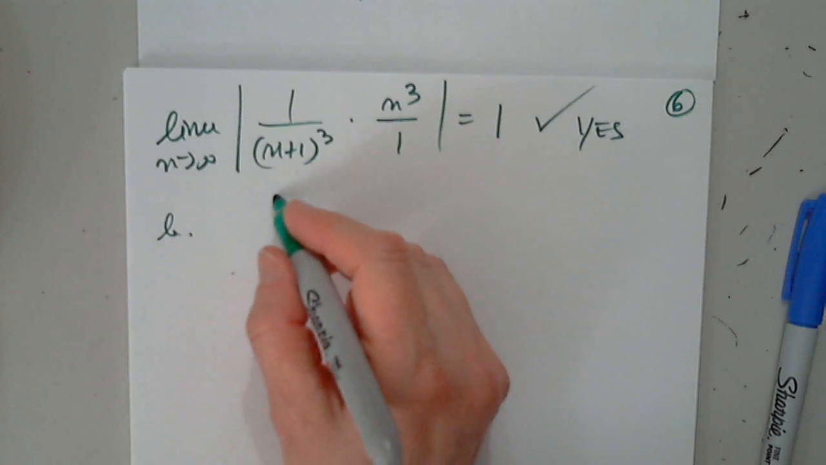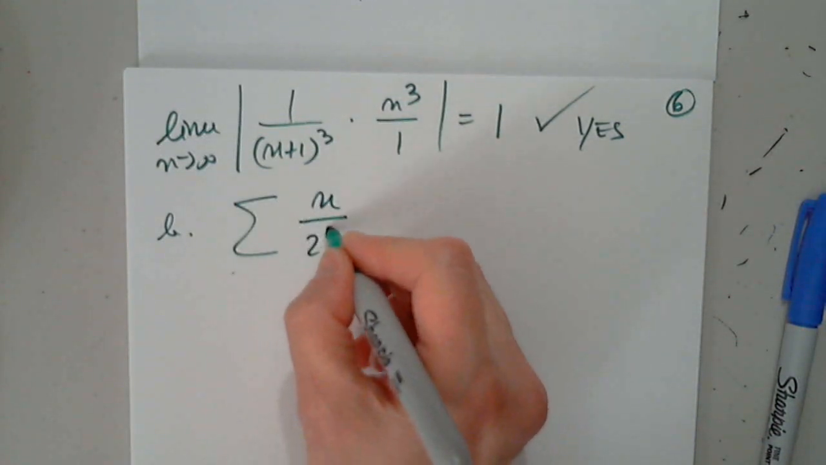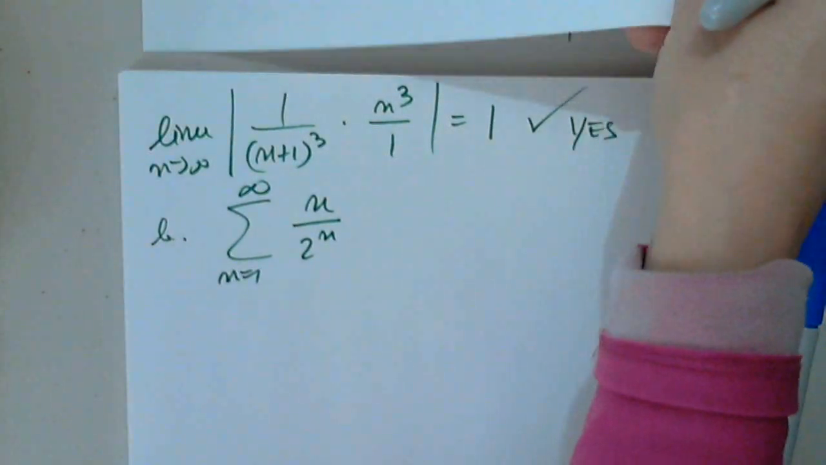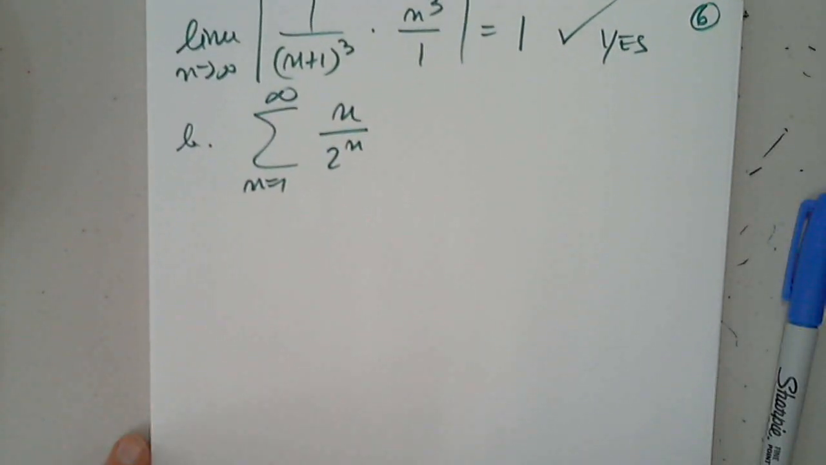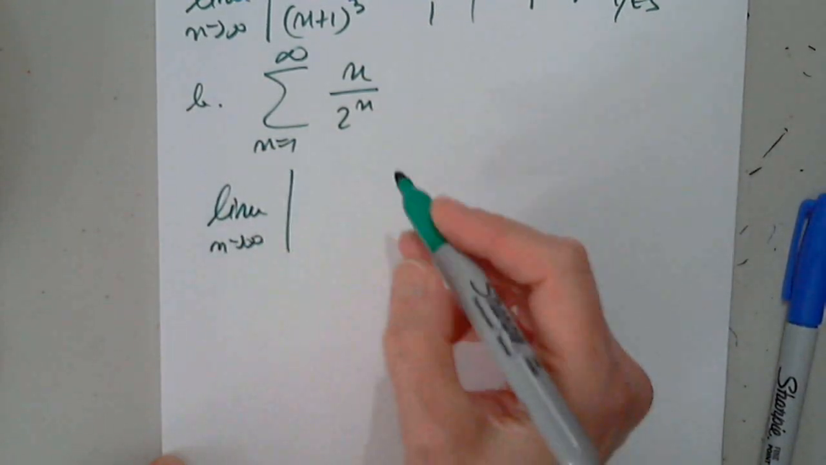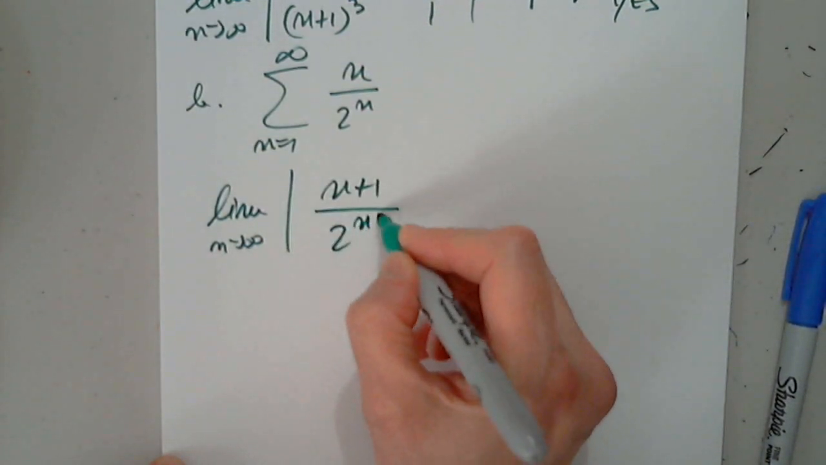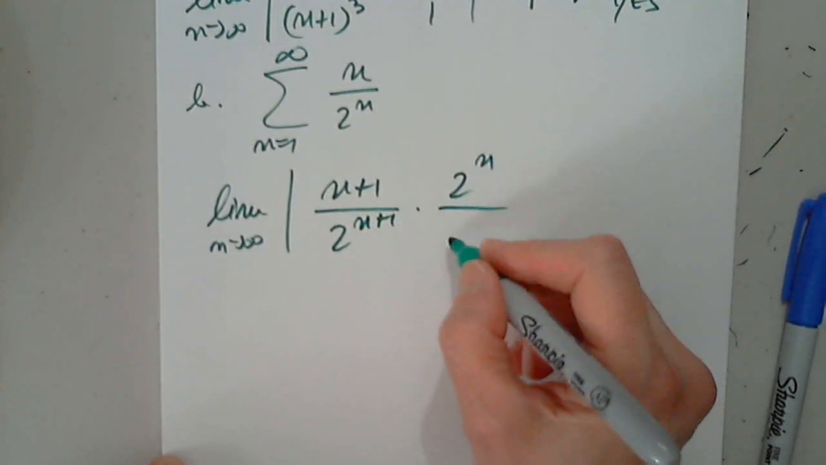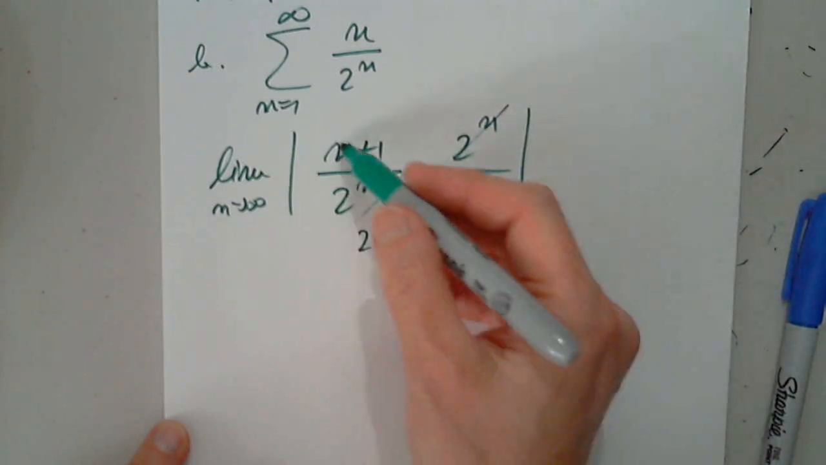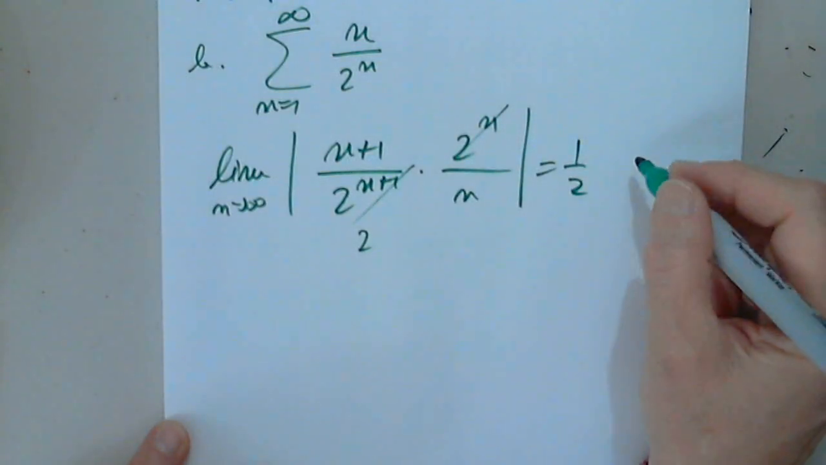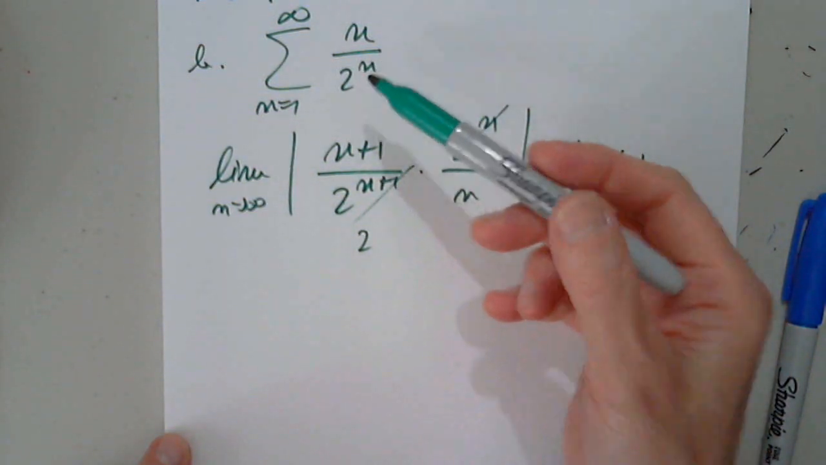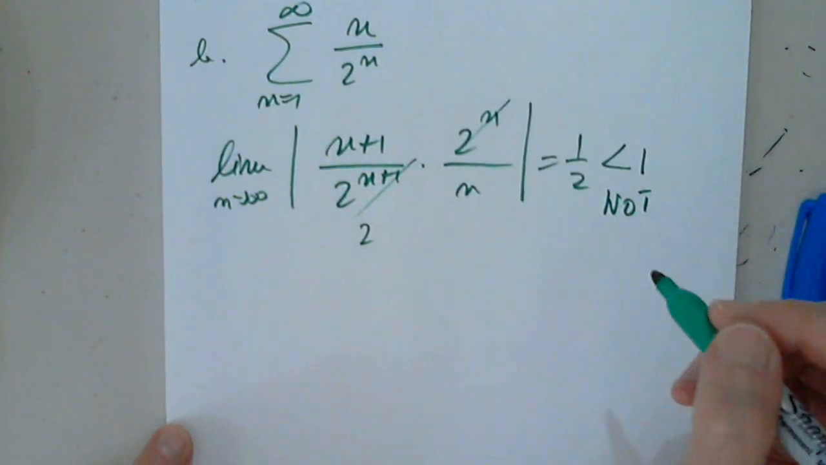Let's look at part B. Part B has n over 2 to the n. Again, let's apply the ratio test and see what we get, if it's inconclusive or not. So limit as n approaches infinity, n plus 1, 2 to the n plus 1 over 2 to the n over n. Here we simplify, we get a 2, and the limit will be 1/2. So this is less than 1, so the series is absolutely convergent, not the inconclusive type.